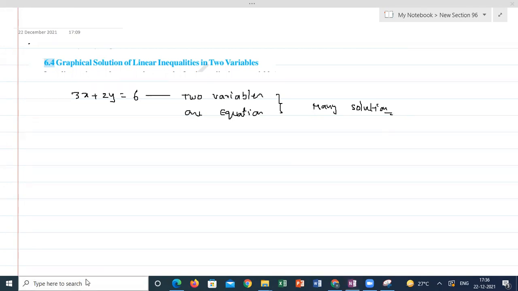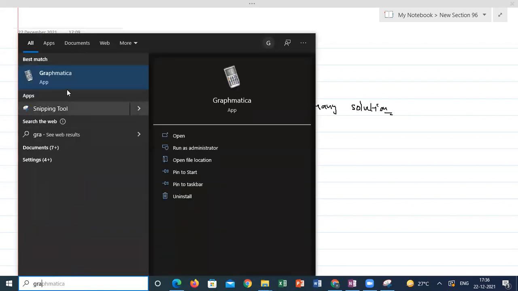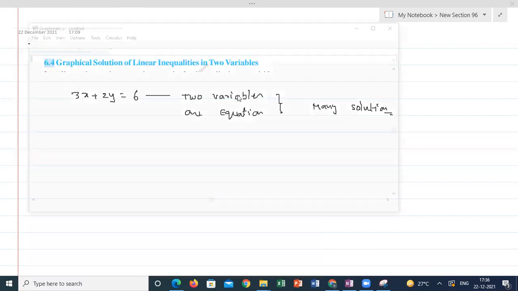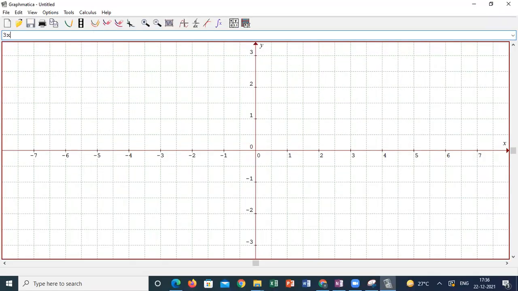Suppose I am taking a graph for this. I think everybody knows how to draw the graph. Do you know or not, students? Do you know how to draw the graph for a linear equation? Guys, please let me know, yes or no. Yes, sir.